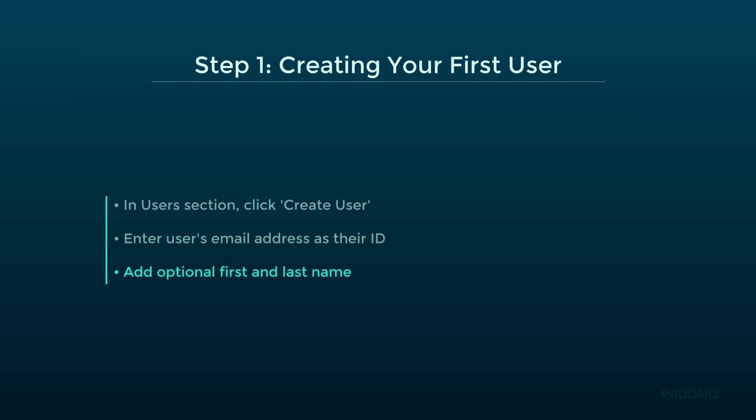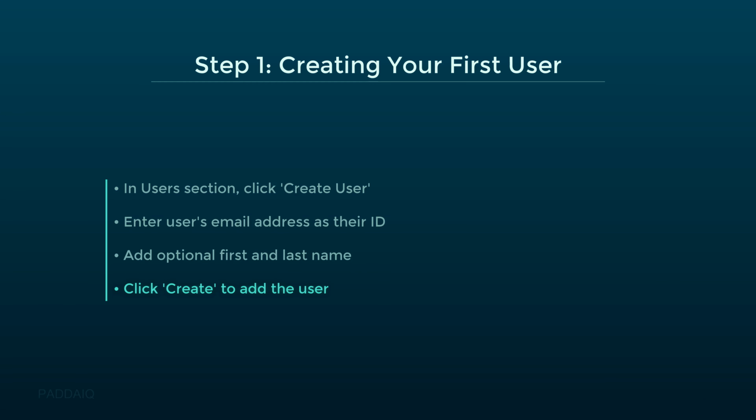Add optional first and last name. This means you can provide additional personal details beyond the basic username. For instance, when creating a user for John Smith, you could enter John and Smith here for clarity. Including these details helps personalize the user account and improves identification within the system.